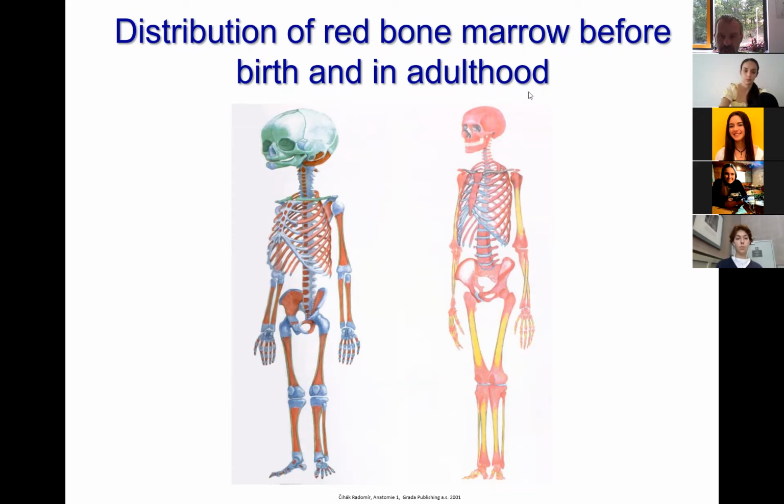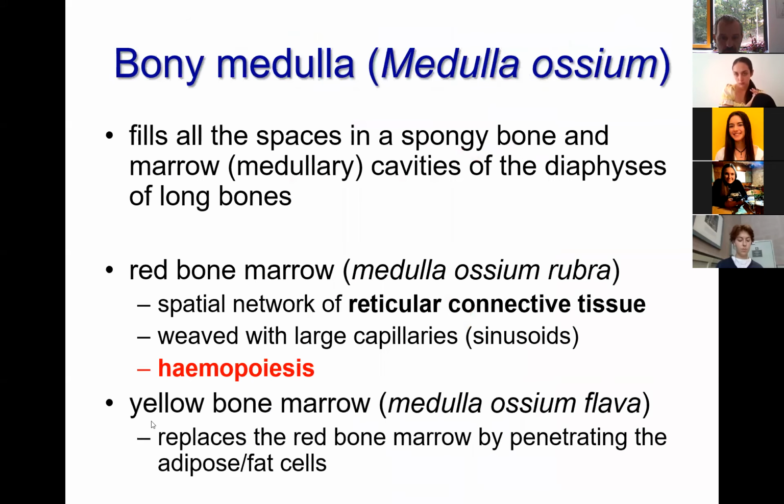On the contrary, in an adult, you can see that the whole skull is red, together with ribs and sternum, vertebrae, pelvis, and then epiphyseal ends. In an adult, the diaphyses are already filled with yellow medulla. Yellow medulla or yellow bone marrow means that the spaces in the medullary cavity, which used to be filled with the hematopoietic cells, are now replaced with mere adipose cells. It's just replaced with fat, and it does not produce any red or white blood cells anymore. So that's for the medulla.